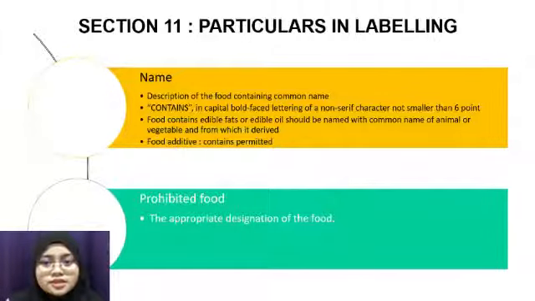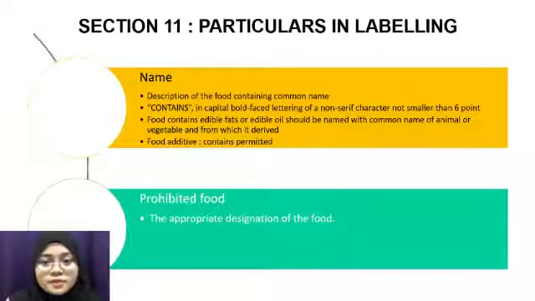Second, the statement required by paragraph C and D of subregulation 1 should appear immediately below the appropriate designation of food. Examples, the words contains, to state whether beef or pork is derivative or lard. Also, contains alcohol in capital bold-face lettering of a non-serif character not smaller than 6 points.